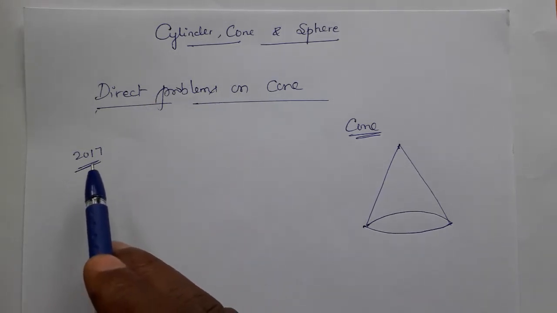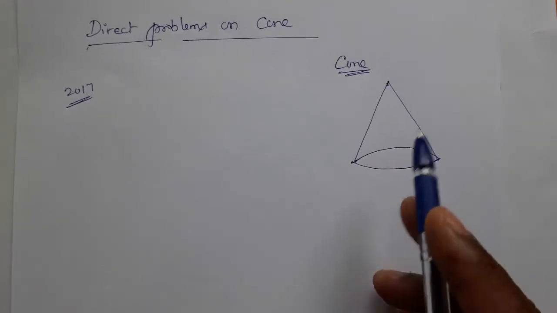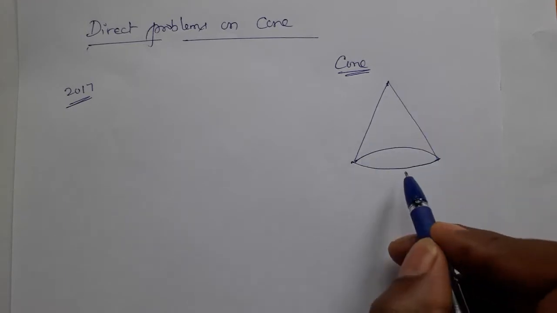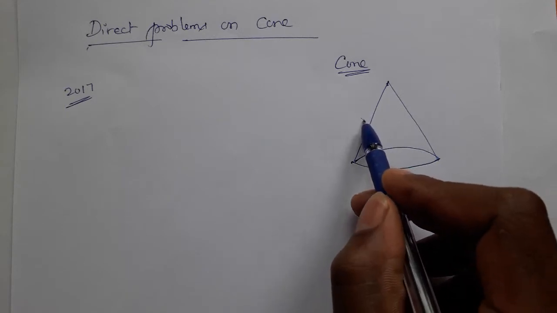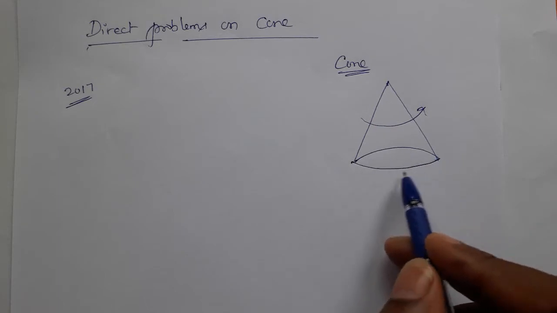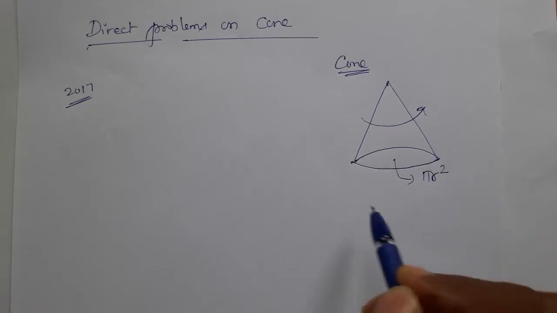So we'll take the 2017 board paper question. Before that we go for the cone formulae. See what are the formulae we have in cone. A cone has a base in the shape of a circle, and its surrounding is the curved surface area. The base is a circle, so we have the formula pi r square as its area.